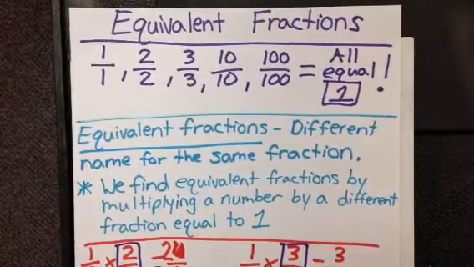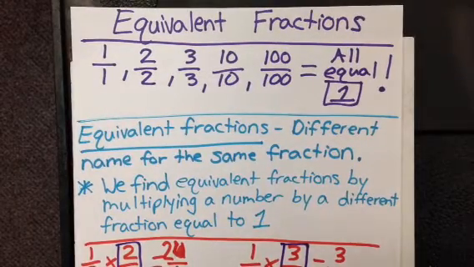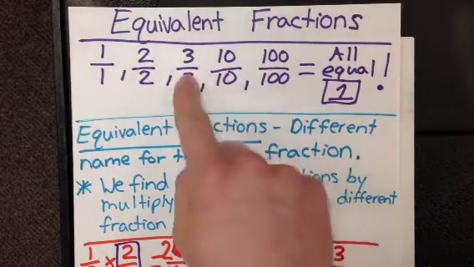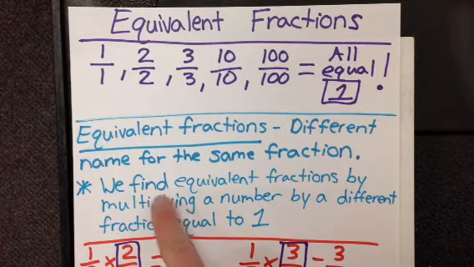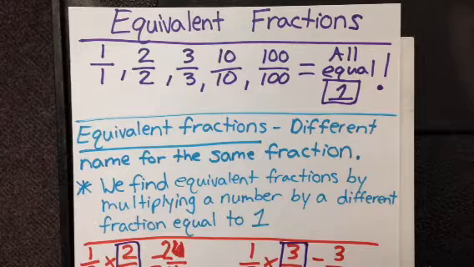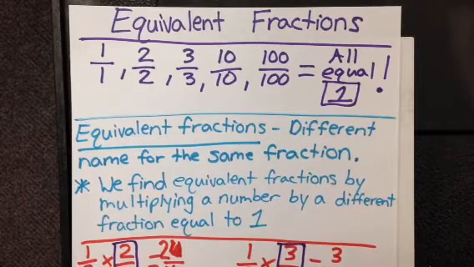So first of all, we've talked a little bit about it, but let's get a definition down. What is an equivalent fraction? It's a different name for the same fraction. So if fractions are equivalent, that means they are the same. So different fractions can be equal. What we're going to be learning today is how to take a fraction, multiply it by a fraction like one of these to get a new fraction that is equal to the first fraction. And we do that by multiplying a number by a different fraction equal to 1.